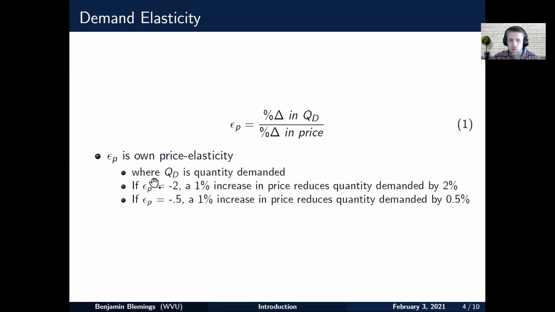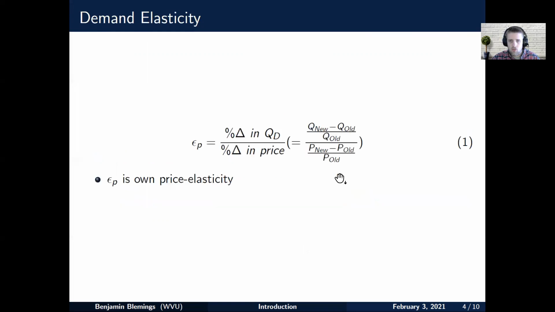Elasticity with this little p is called the own price elasticity, and it's calculated as the percent change in quantity demanded over the percent change in price. QD is quantity demanded. If this quantity comes out to -2, that means a 1% increase in price reduces quantity demanded by 2%. If we come out to 0.5, then a 1% increase in price reduces quantity demanded by 0.5%. It has this nice percent change on percent change interpretation that is so useful for comparing goods.